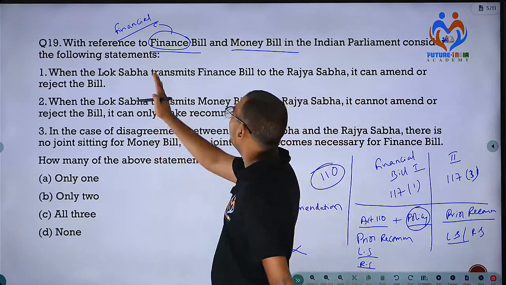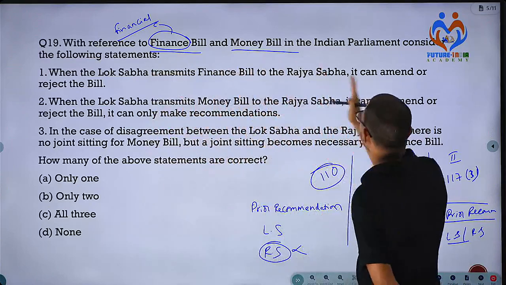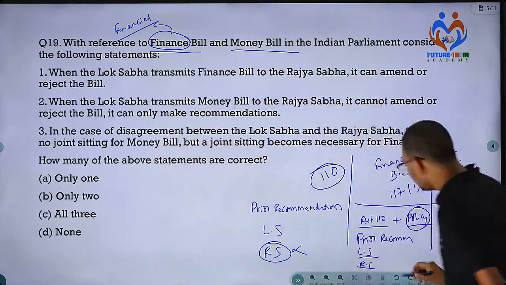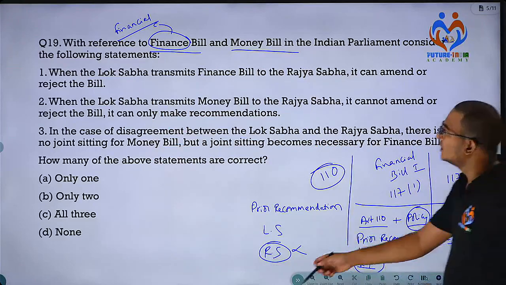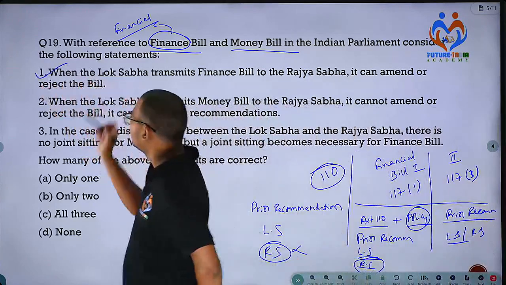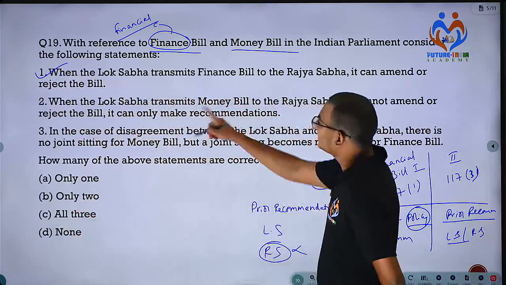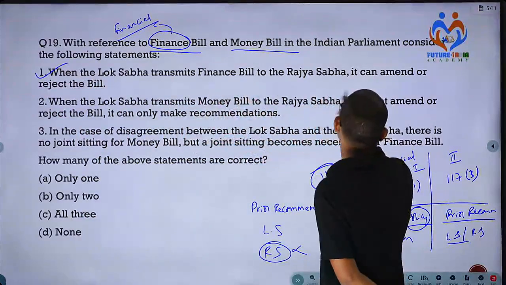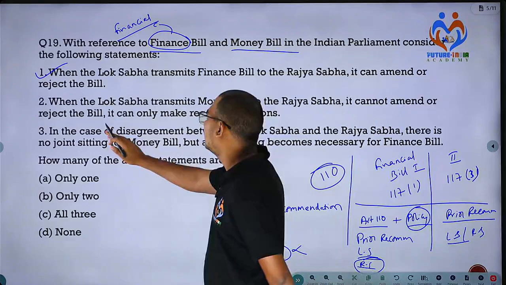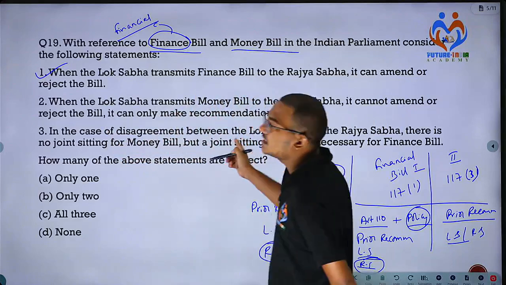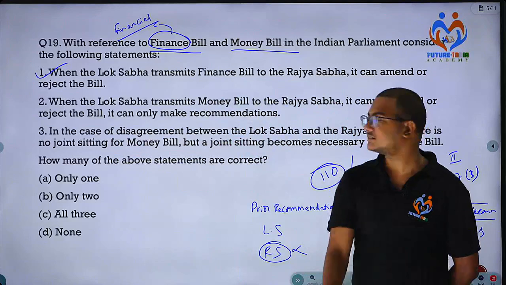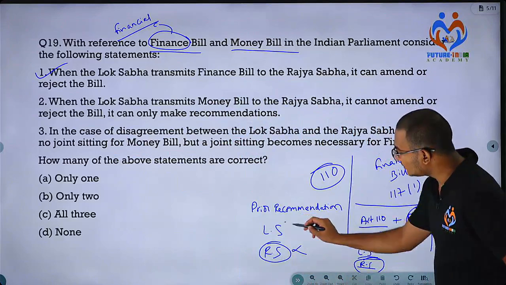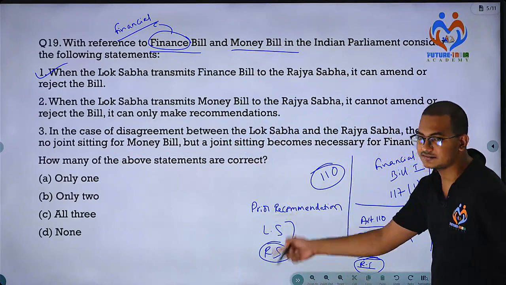When the Lok Sabha transmits finance bill to the Rajya Sabha, it can amend or reject the bill. I have already told you, Rajya Sabha also has equal powers. It can amend or reject the bill. So this is correct. When the Lok Sabha transmits money bill to the Rajya Sabha, it cannot amend or reject the bill. It can only make recommendations, and these recommendations are not binding on the Lok Sabha to follow. Yes. So whenever Lok Sabha is sending the bill to Rajya Sabha, it cannot reject or amend.